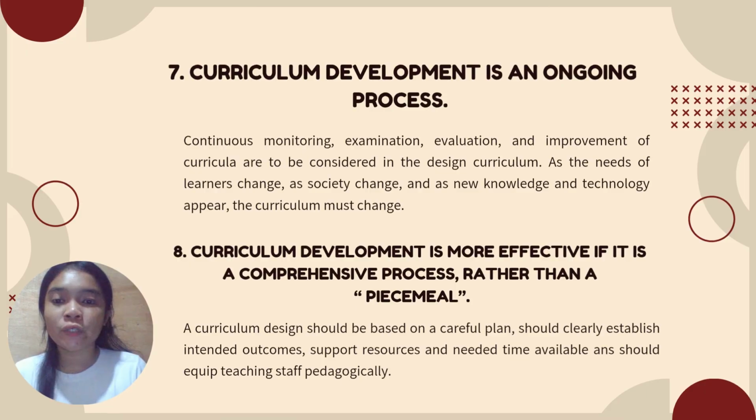Seventh one is curriculum development is an ongoing process. When we say ongoing process, it is continuous and never stops. As new knowledge and new needs appear, the curriculum must also improve. This ensures that students are always learning what is useful and updated. The eighth one is curriculum development is more effective if it is a comprehensive process rather than piecemeal. The curriculum should be complete.